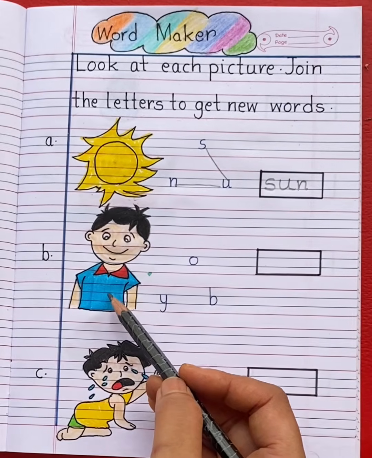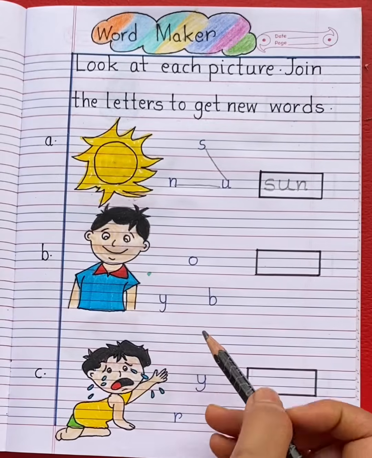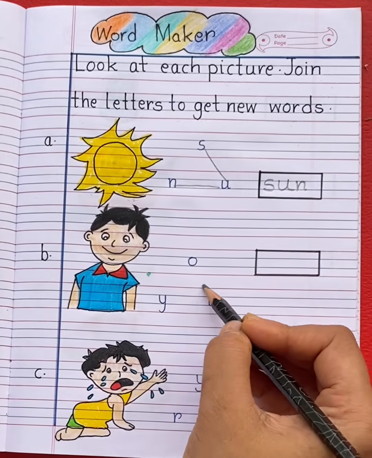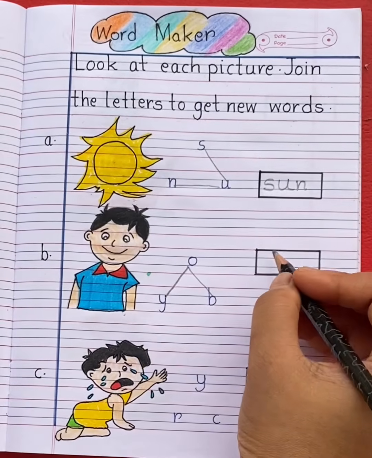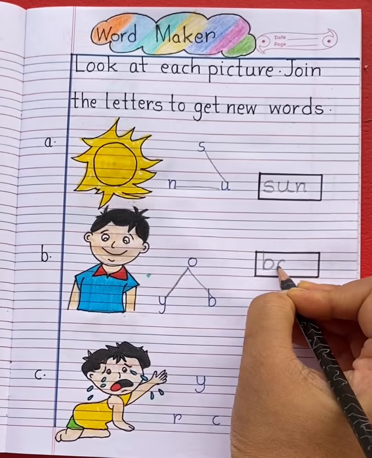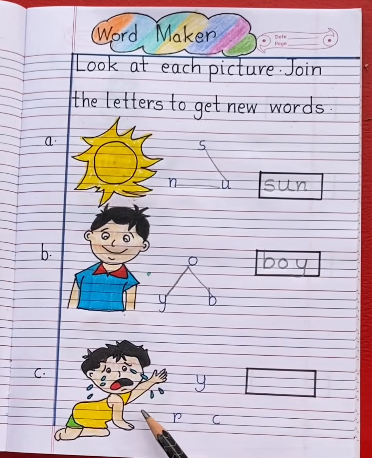This is a picture of a boy. Boy. Let's join the letters to get new word boy. B-O-Y. Boy. Our new word is B-O-Y. Boy.